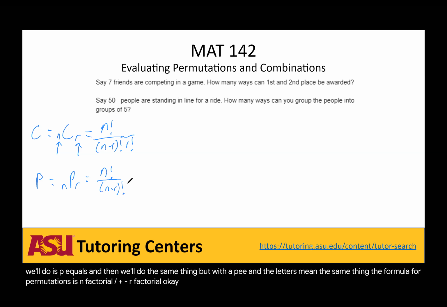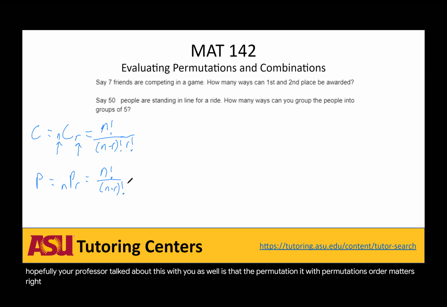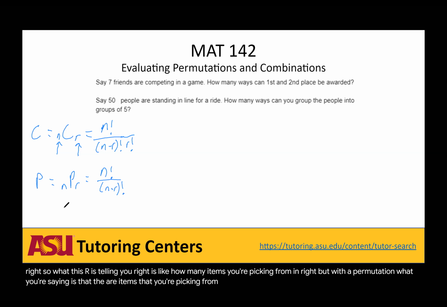Okay, so the main difference between combination and permutation, and hopefully your professor talked about this with you as well, is that with permutations, order matters, right? So what this R is telling you is how many items you're picking from N. But with a permutation, what you're saying is that for the R items that you're picking from N, the order in which you're picking them matters.